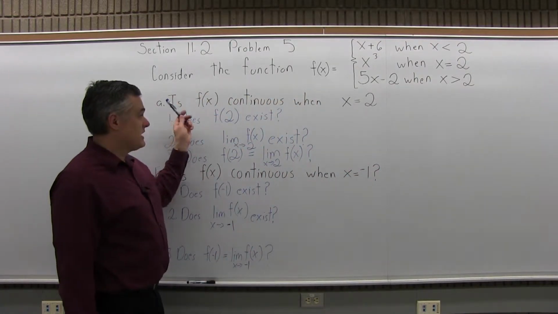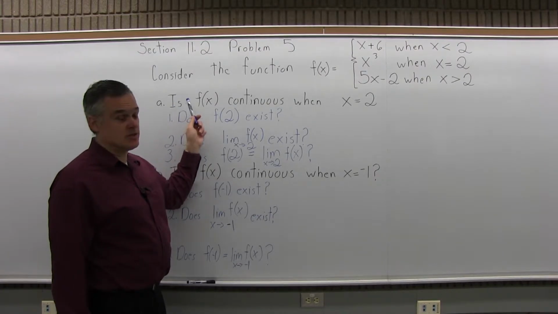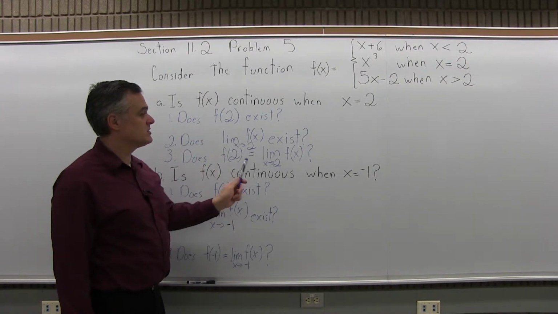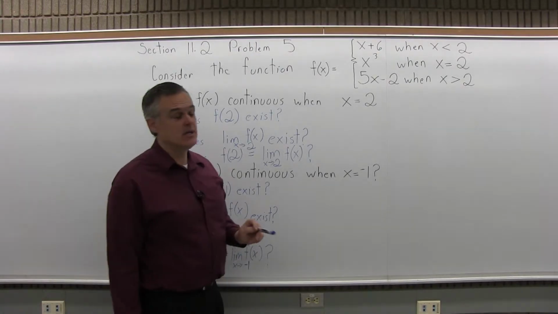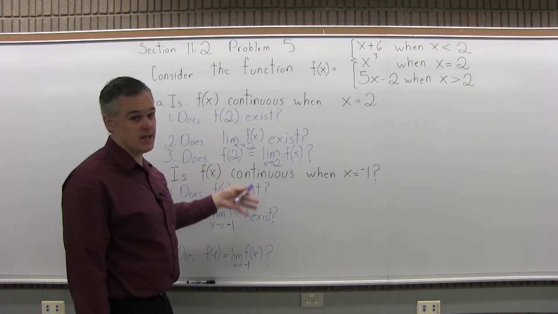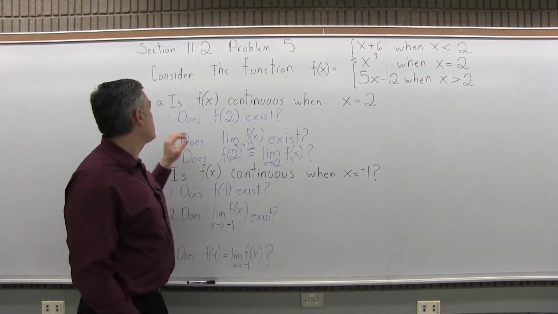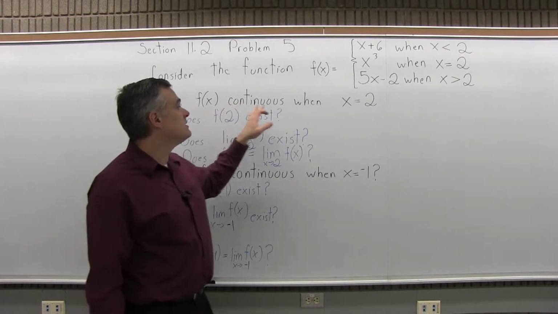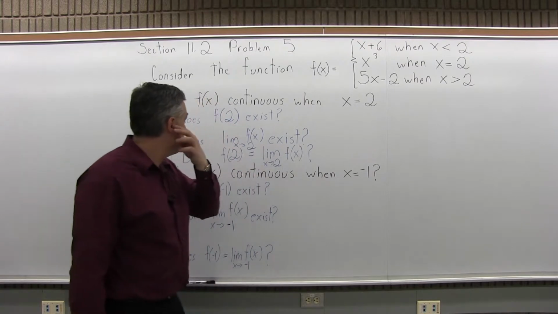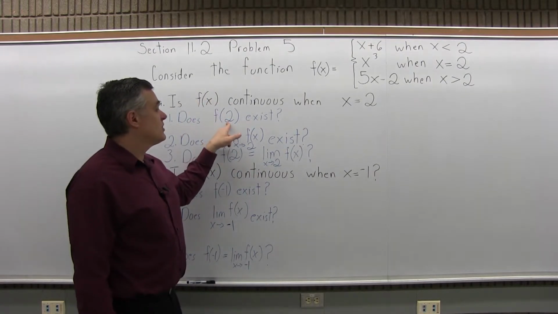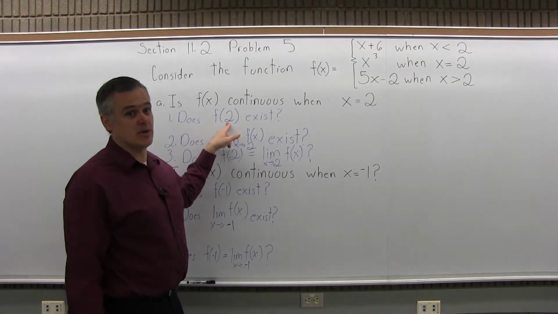And then it asks, part A, is the function continuous when x equals 2? And part B, is the function continuous when x equals -1? So there's the same 3 questions you have to answer to determine if a function is continuous at any point. So for part A, is the function continuous when x equals 2? Well, first of all, can I put in a 2 as an input and find an output?